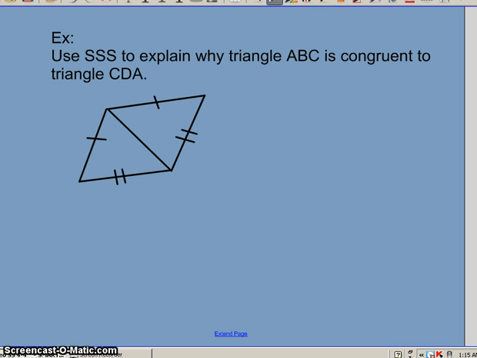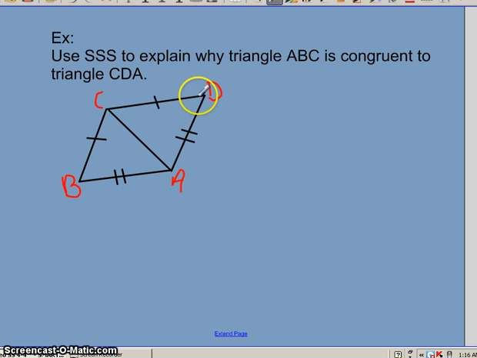Let's move on to the next page, and I think we should have our first example. It says use side, side, side to explain why triangle ABC is congruent to triangle CDA. So it looks like we need a couple of things here. Let's go A right here, let's go C right here, and then this would be D, and let's call this B. And now I think we got a correct diagram to work with here.